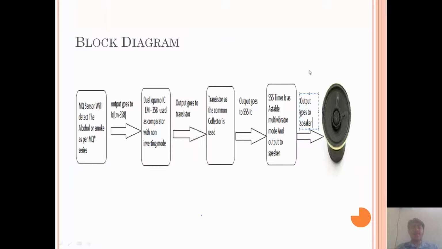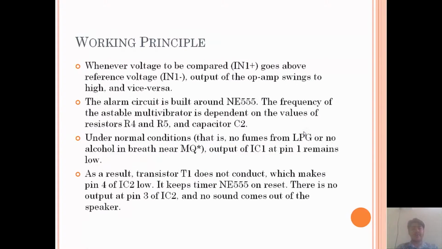Firstly, the block diagram of my project. Since I have used one MQ sensor, one LM358 dual op amp IC, a transistor and a 555 timer, these all come into action. First, when the MQ sensor detects alcohol or smoke, it gives output to the op amp IC, which is used as a comparator and gives output to the transistor. The transistor gives output to the 555 timer IC, and from the 555 timer IC it goes to the speaker. Now first we'll understand each component.